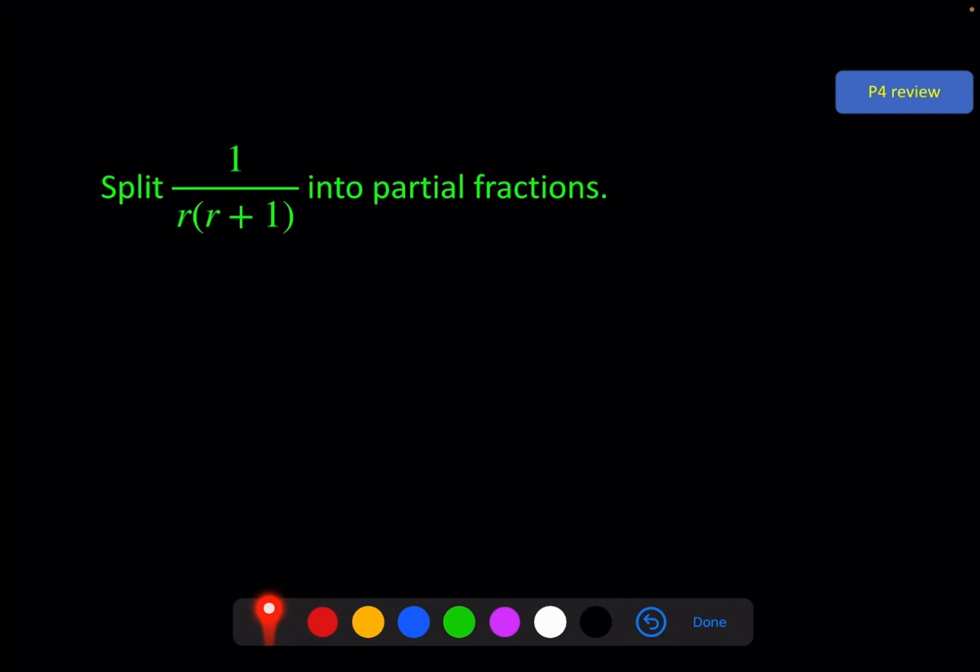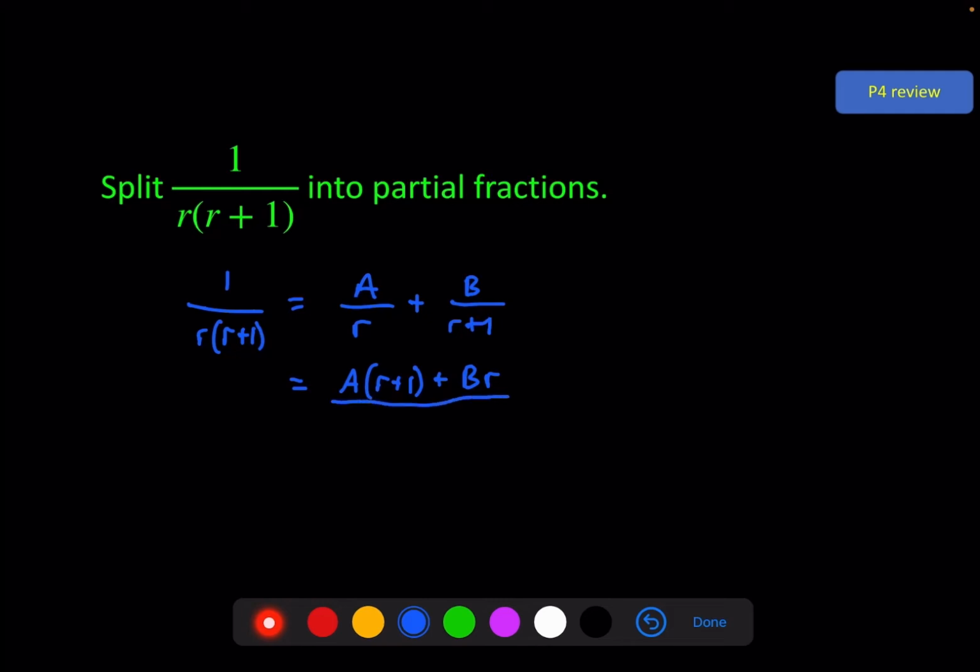Split 1 over r(r+1) into partial fractions. To do that, we need to make an assumption that we can split this with its factors over two separate fractions. Now if this is true, when I put these two fractions back together, then I can find out the values of A and B by comparing coefficients. This is not the only way to do it, but this is the way that I would do it.